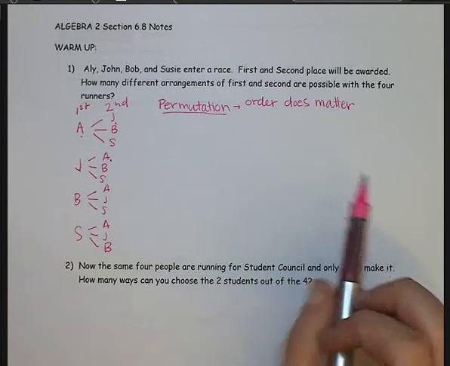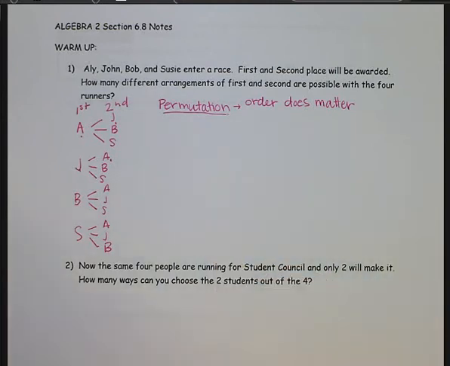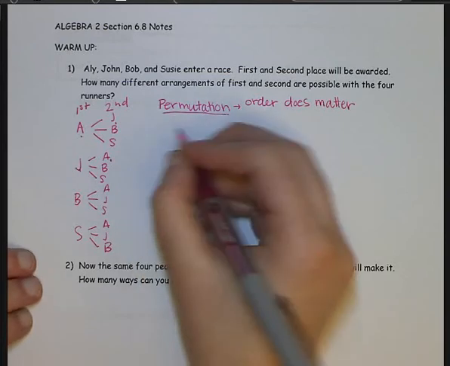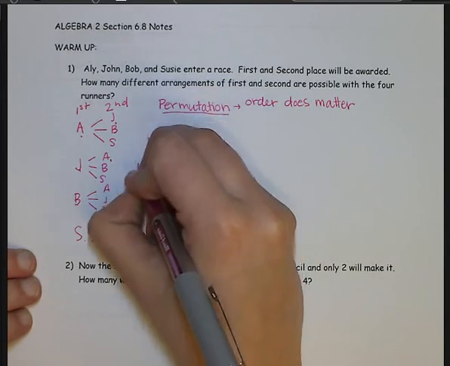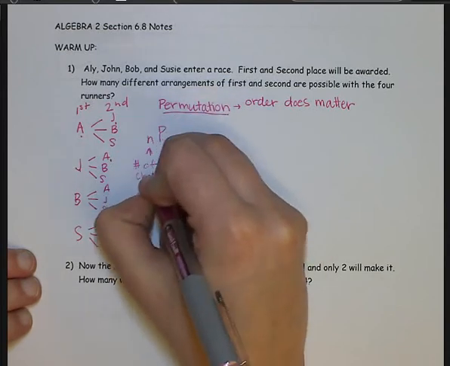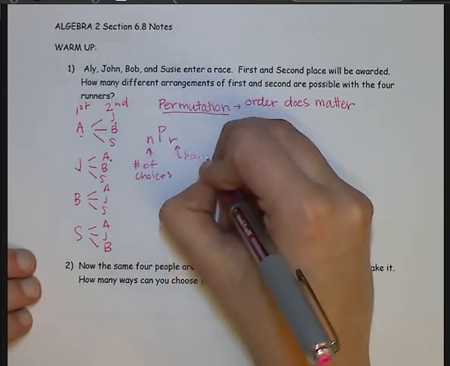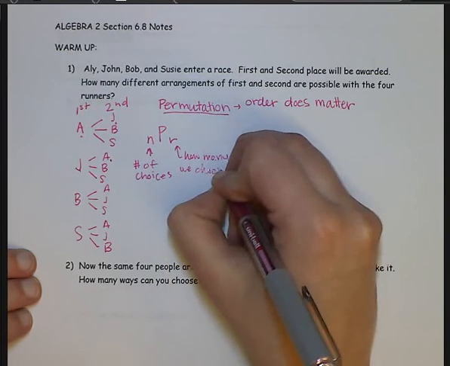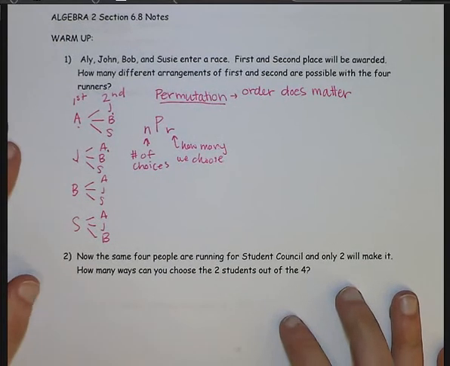Now, there's a way we can do this on our calculator, and this is using our probability functions on our calculator. So there's two ways that we can write this. One way we can write this is nPr, where n is the number of choices and r is how many we choose. So again, n is the number of choices and r is how many of those we're choosing.